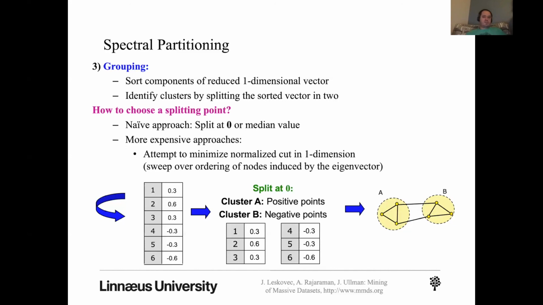Because sometimes it's just not 0. There are complicated graphs that are simply not that simple to cut, like the artificial ones that we've been working with. But in this case, for example, if I cut at 0, then I would have 1, 2, 3 in one cluster and 4, 5, 6 in the other one, because these are positive and these are negative. And that's it.